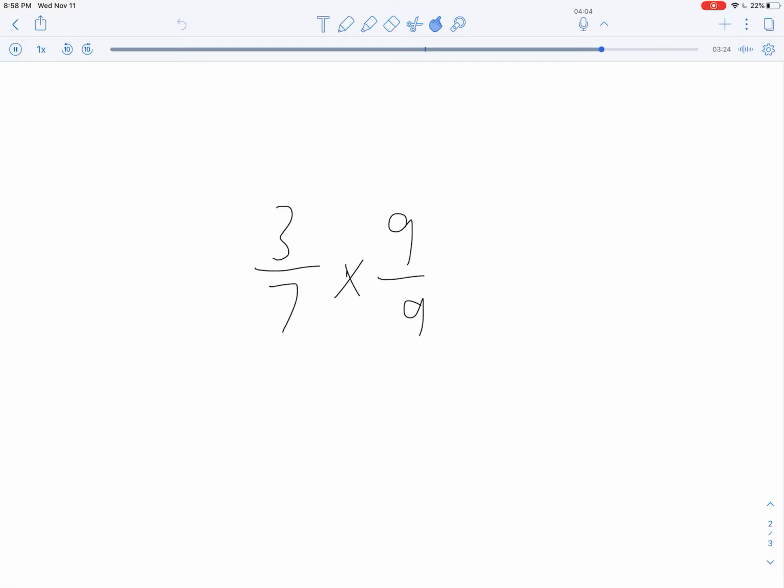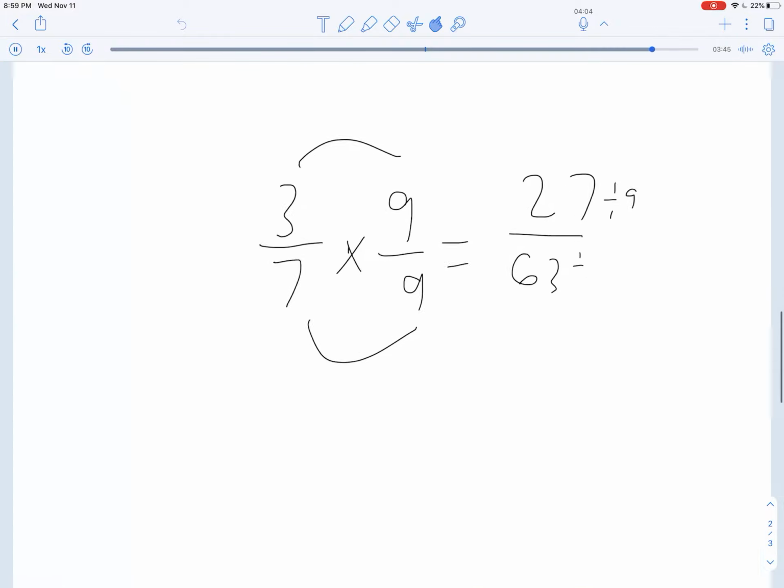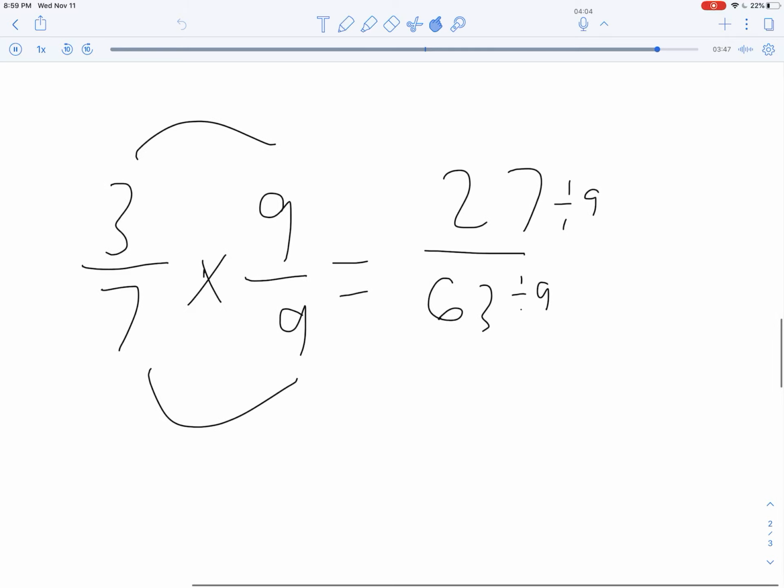Okay, so we have 3 over 7 times 9 over 9. Well, let's multiply the top, multiply the bottom. This gives us 27 over 63. I know that 27 can be divided by 9, and I know that 63 can also be divided by 9. Divide both sides by 9. I get 3 over 7.